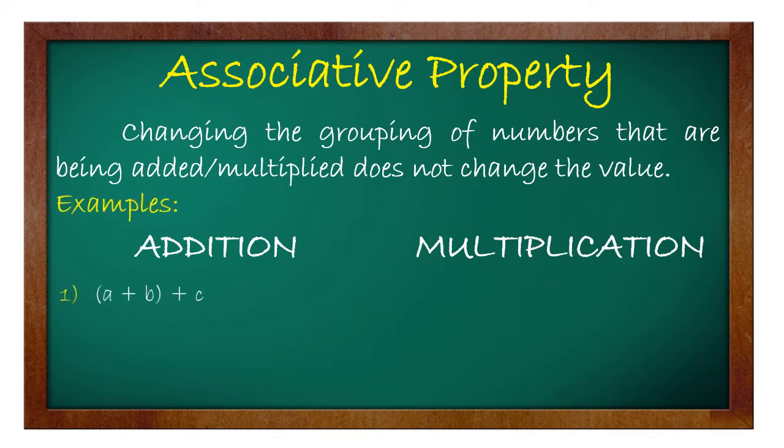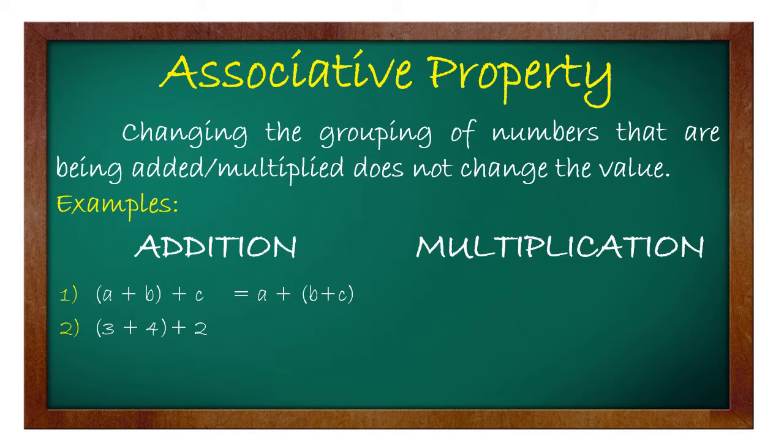Example, quantity A plus B plus C. So, as you can see, ang magkagrupo dito yung A plus B. The same lang daw siya sa A plus the quantity of B plus C. So, ang nakagrupo naman dito is si B and C. So, let's have this. Quantity 3 plus 4 plus 2. 3 plus 4 is 7. 7 plus 2 is 9.